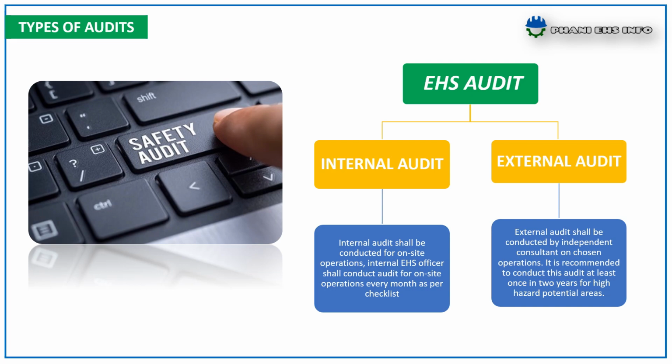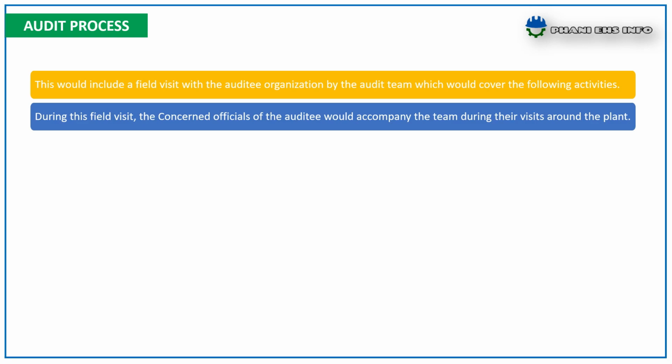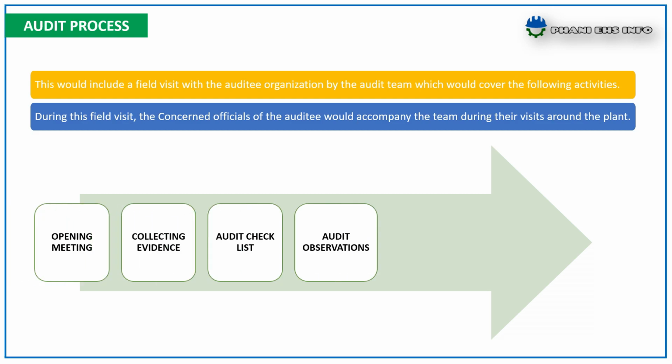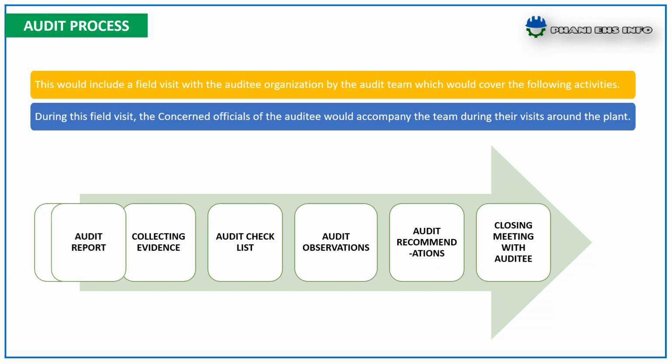EHS audit process. This process would include a field visit with the auditee organization by the audit team, which would cover the following activities. During the field visit, the concerned officials of the auditee would accompany the team during their visits around the plant. The main steps of EHS audits are opening meeting, collecting evidence, audit checklists, audit observations, audit recommendations, closing meeting with auditee and audit report.